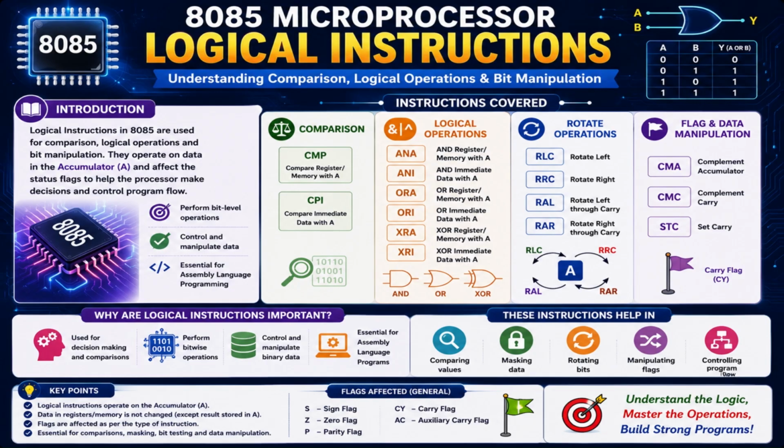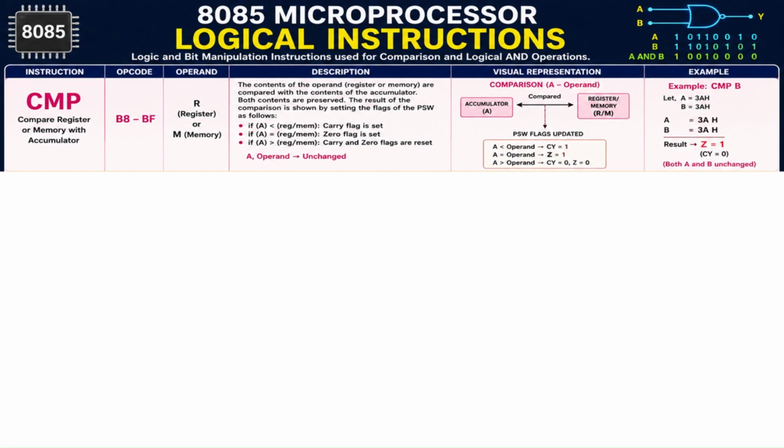Let's start with our first instruction, CMP. CMP stands for compare register or memory with accumulator. Now look at the representation in the middle. We can see that accumulator A is compared with either a register or a memory location represented by R or M. One important thing to remember, comparison doesn't mean subtraction is stored.